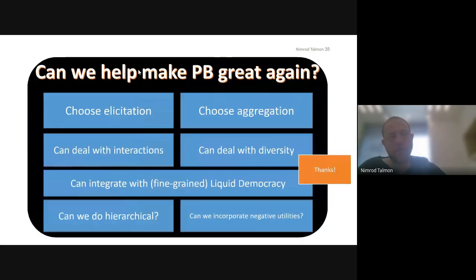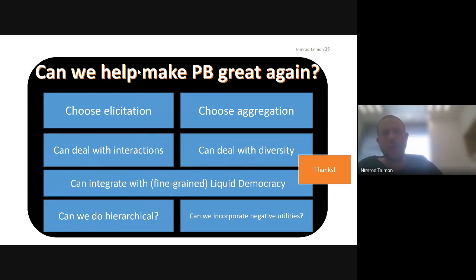Okay, so there are some further ideas, but maybe this is a good time to conclude. So what I think is the state of the art in participatory budgeting: basically you have to select the elicitation method or the ballot type. I still believe that cumulative ballots are very reasonable for budgeting, but this is maybe also a matter of taste.